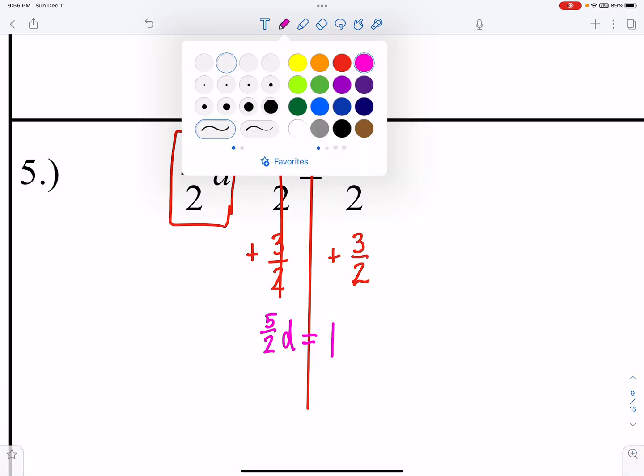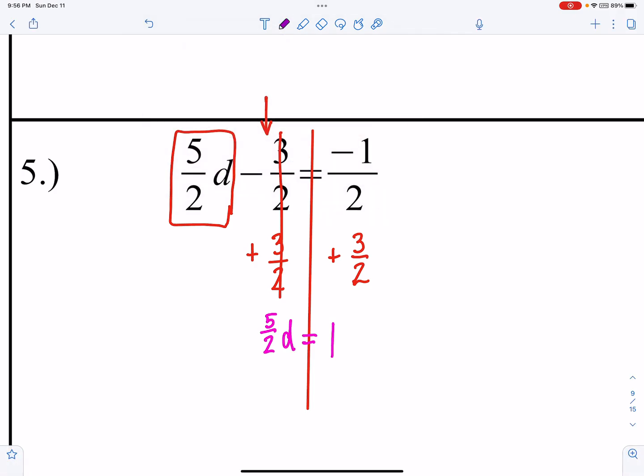Okay, now to get rid of my 5/2 d times d, I would just divide by 5/2, but we don't divide by fractions. We multiply by the reciprocal or the multiplicative inverse and multiply by 2/5 to both sides. That means that's gone, and we have times 2/5. Well, because of the identity property, that means d equals 2/5.